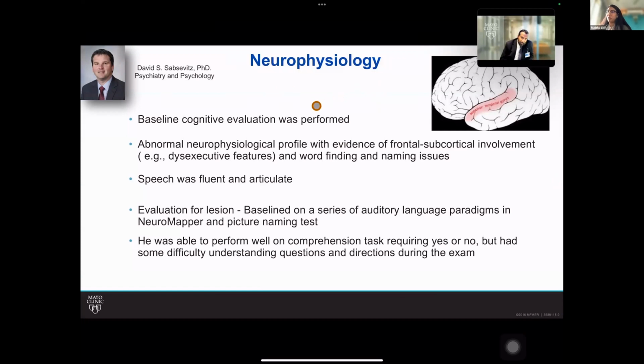So next, the neuropsychological examination was done by Dr. Savsevitz. A baseline cognitive evaluation was performed, and he had some abnormality in his frontal subcortical testing, especially visual memory and verbal fluency. He also had some issues in word finding and naming. This does not seem to be because of the hyperintense focus that we saw in the MRI, but it could be micro-invasion of the tumor into the subcortical regions.